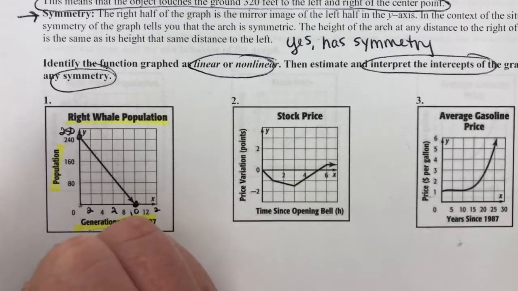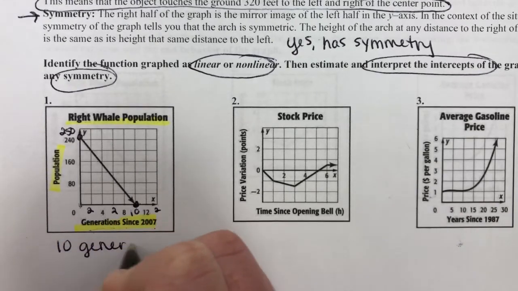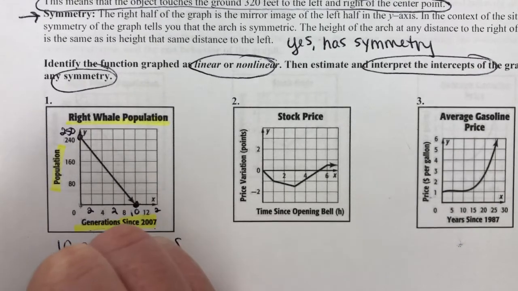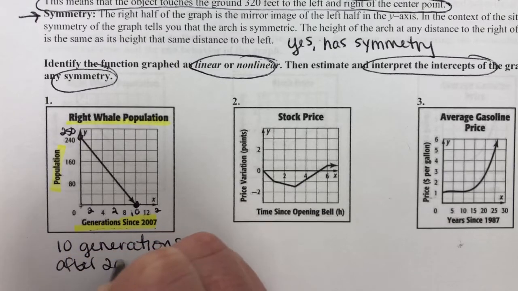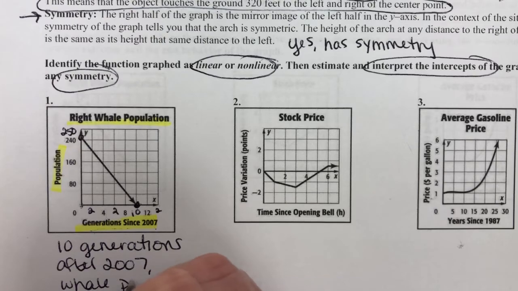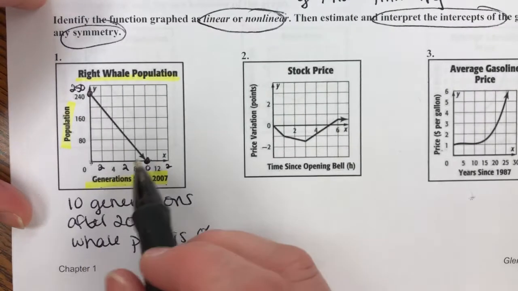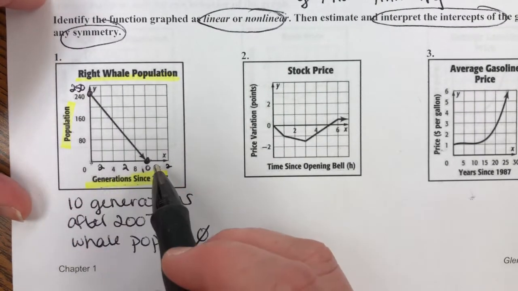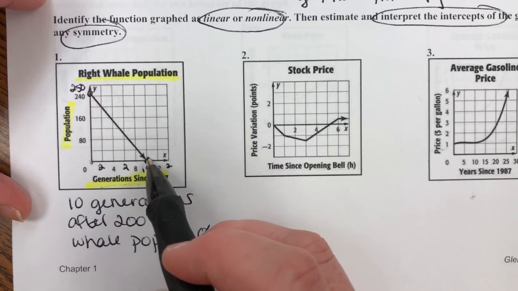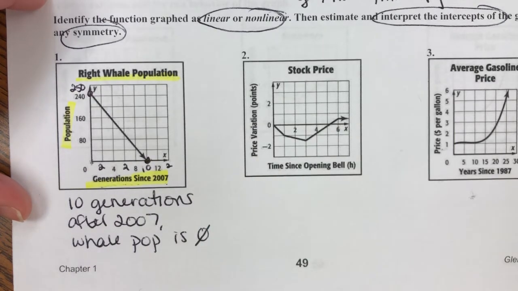So we'll say 10 generations after 2007, whale population is 0. They're done. They're extinct. There are no more whales, right? 10 generations later, it just kept going down, down, down. They weren't breeding much. They weren't making more whales. So by 10 generations later, they're all gone.